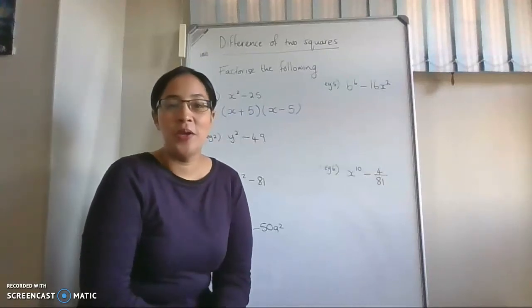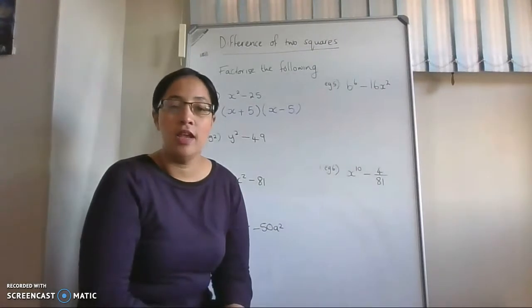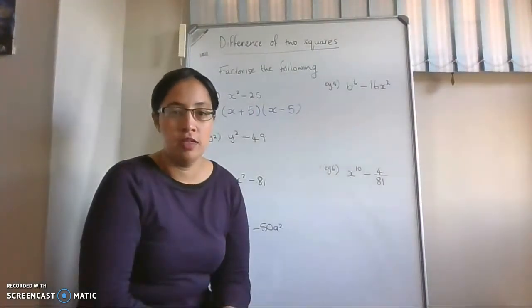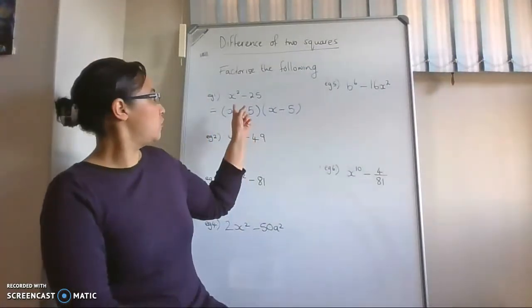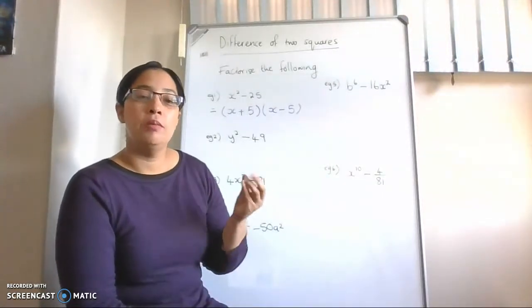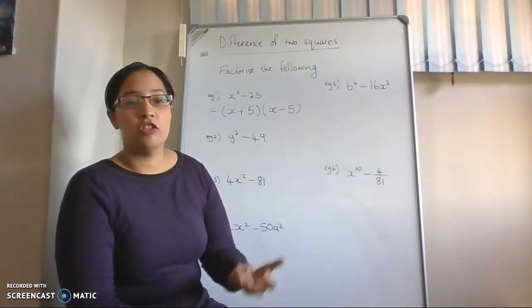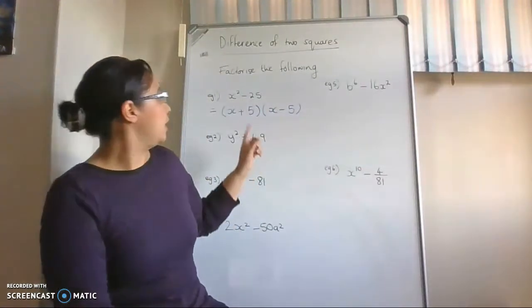Hello, grade 9s. Today we're going to go through how you would factorize an expression that has the form of a difference of two squares. A difference of two squares is an expression with two terms that are both perfect squares, and between those two terms you have a minus sign. So actually you're finding the difference of two squares. That's where the name comes from.